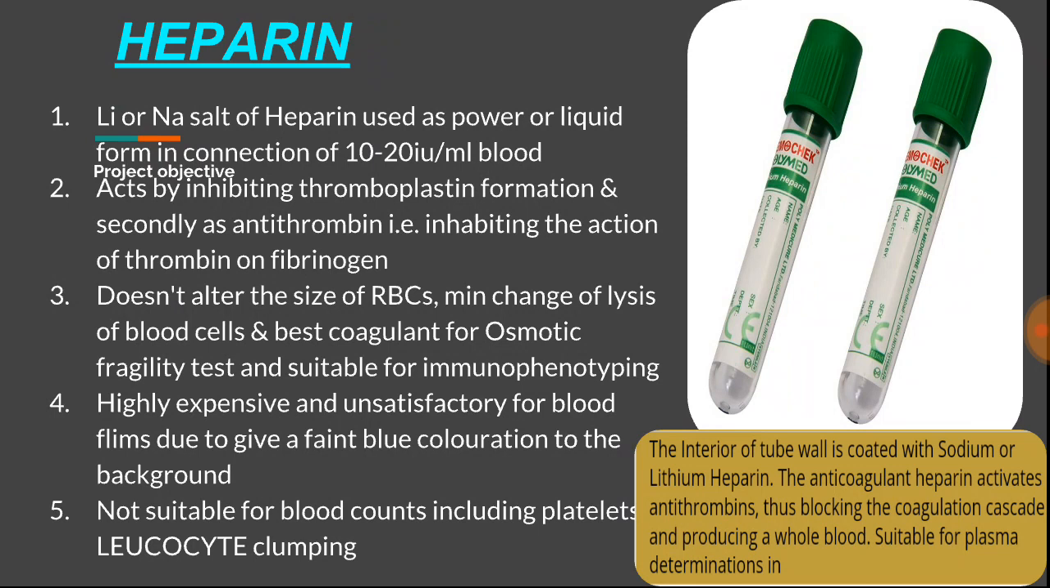In the green top vial for heparin, the interior of the tube wall is coated with sodium or lithium heparin. The anticoagulant heparin activates antithrombin, thus blocking the coagulation cascade and producing whole blood, suitable for plasma determination. The lithium ion is more suitable than the sodium ion.